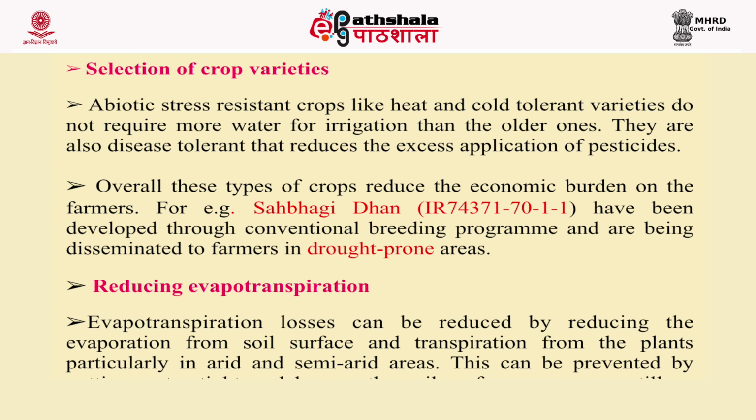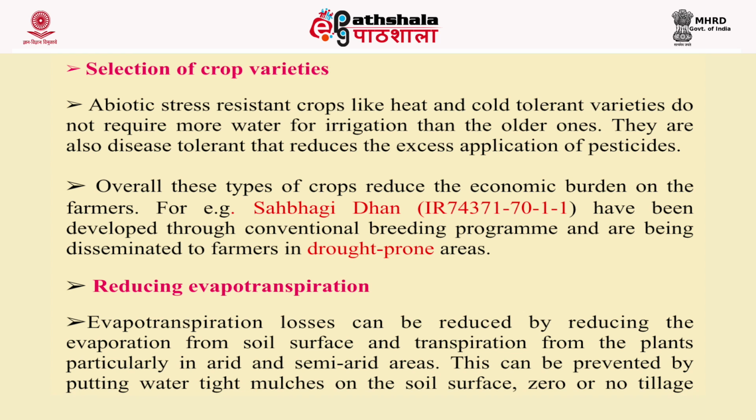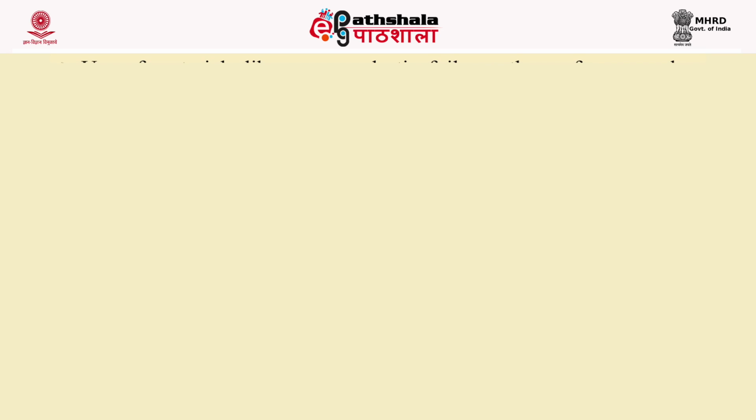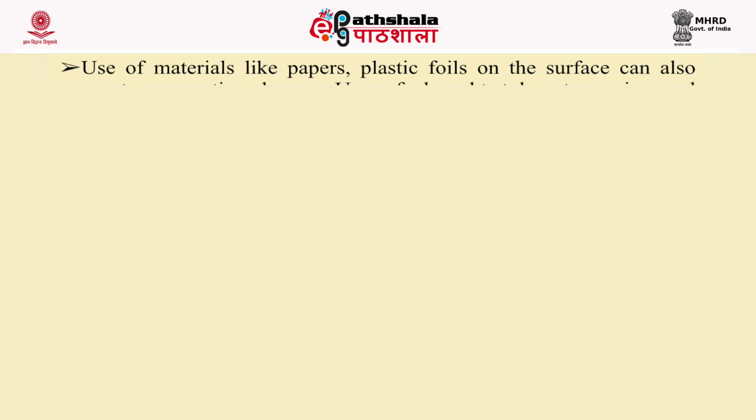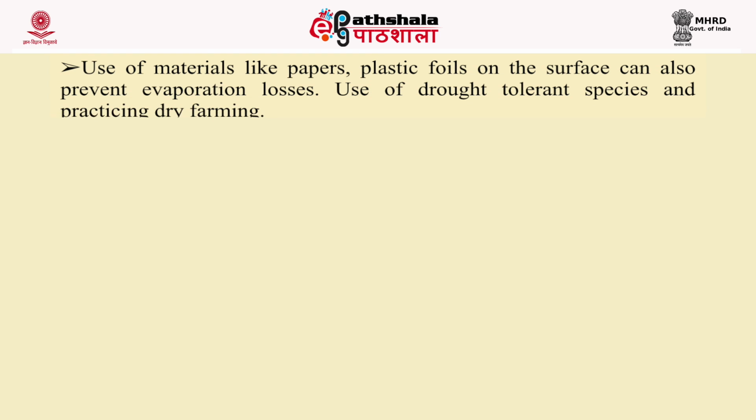And the last option can be reducing evapotranspiration losses, by reducing the evaporation from soil surface and transpiration from the plants, particularly in arid and semi-arid areas. This can be prevented by putting watertight mulches on the soil surface, zero or no tillage practices, and by constructing wind breaks. Use of drought tolerant species and practicing of dry farming can also be done.